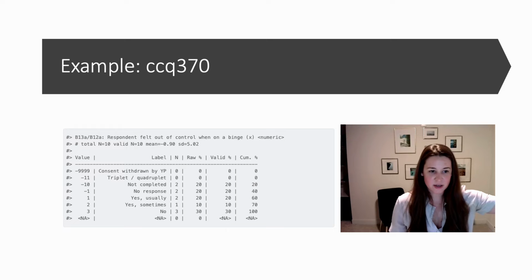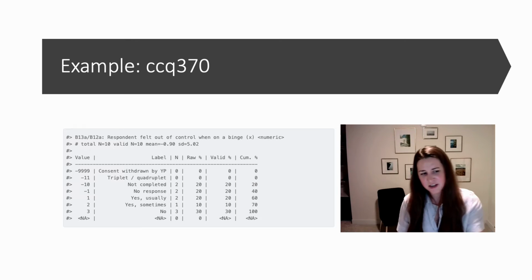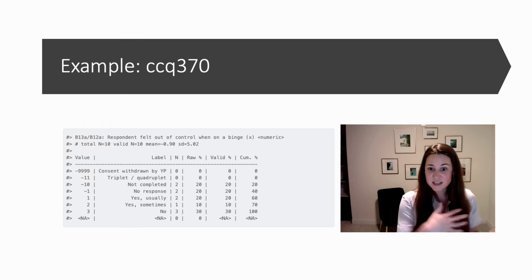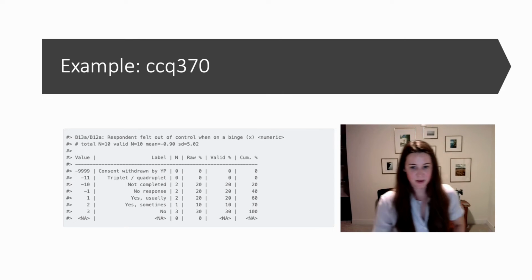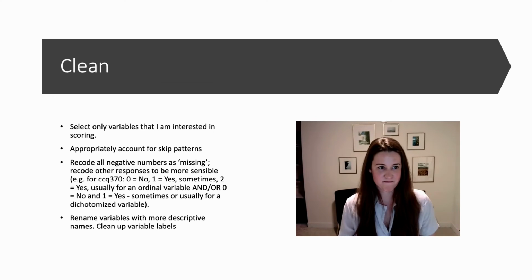And so I actually want to recode those -10s. I know that it just skipped that question because we already know these people have not had a binge. I'm going to want to change that to be a no, which right now is 3. I'm probably going to change that to no equals 0. So these are some of the things that I'm looking to do with Scorekeeper.